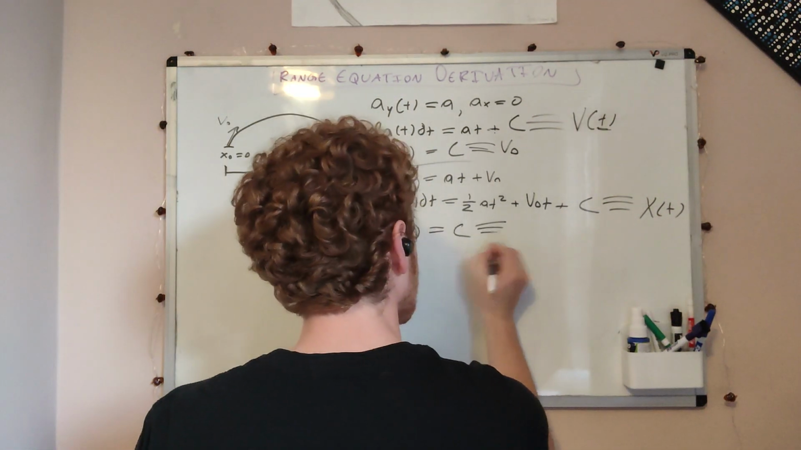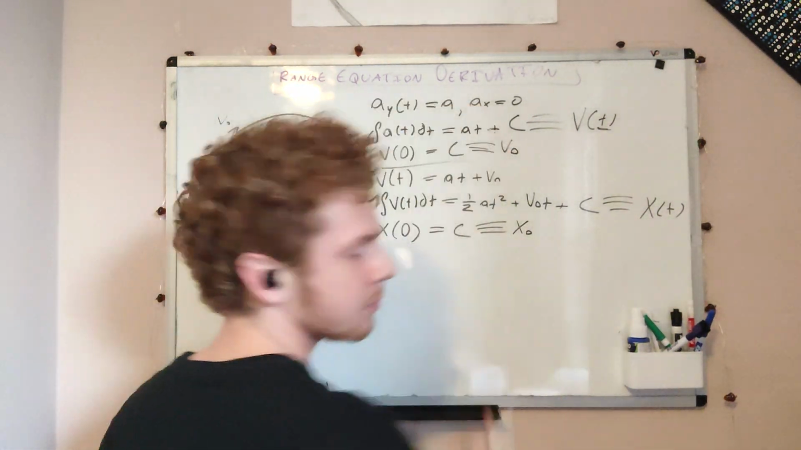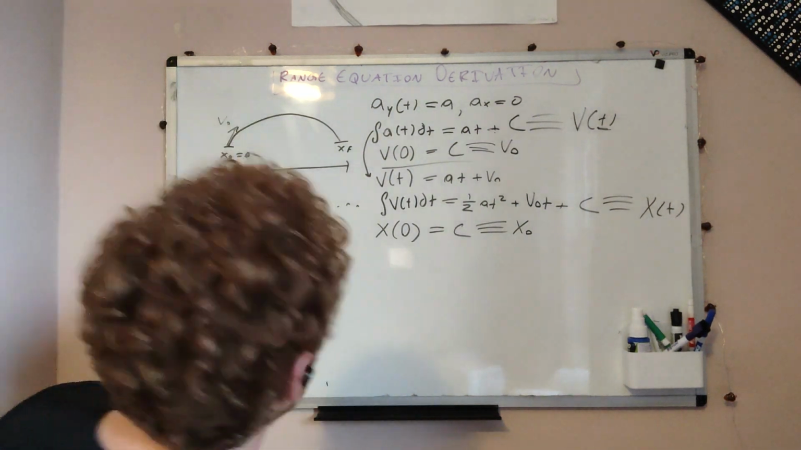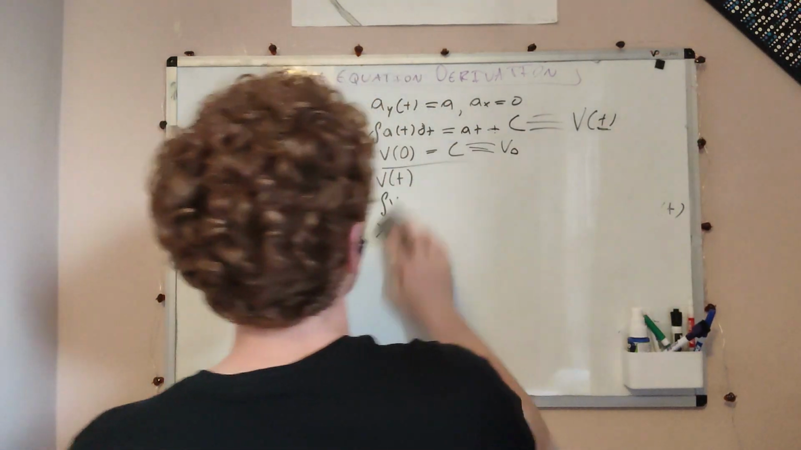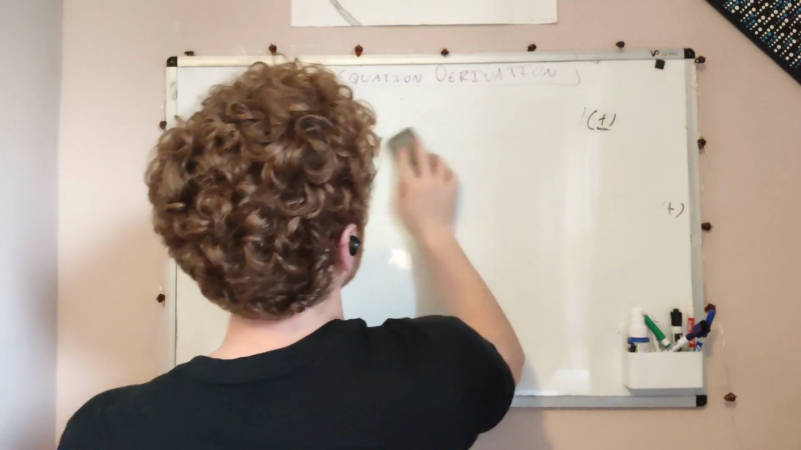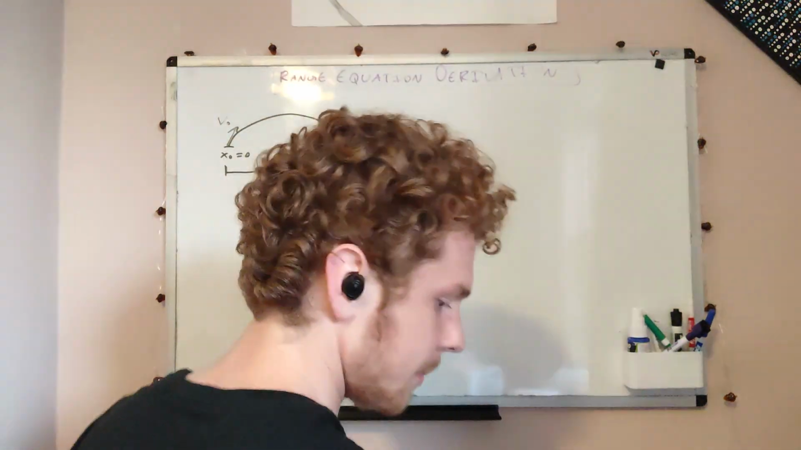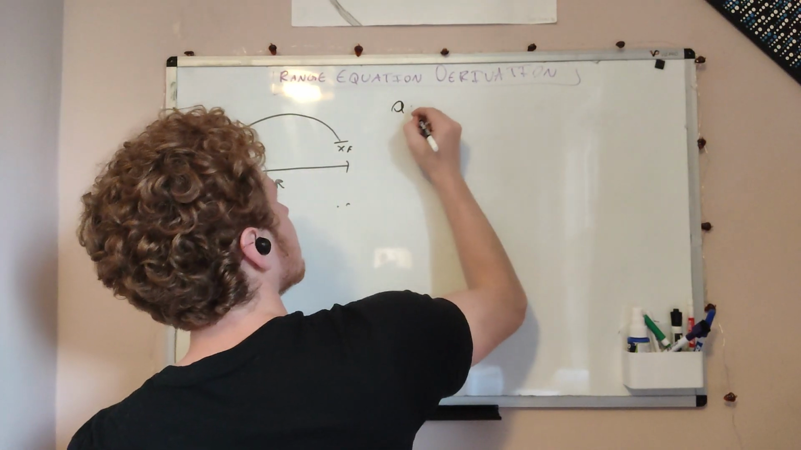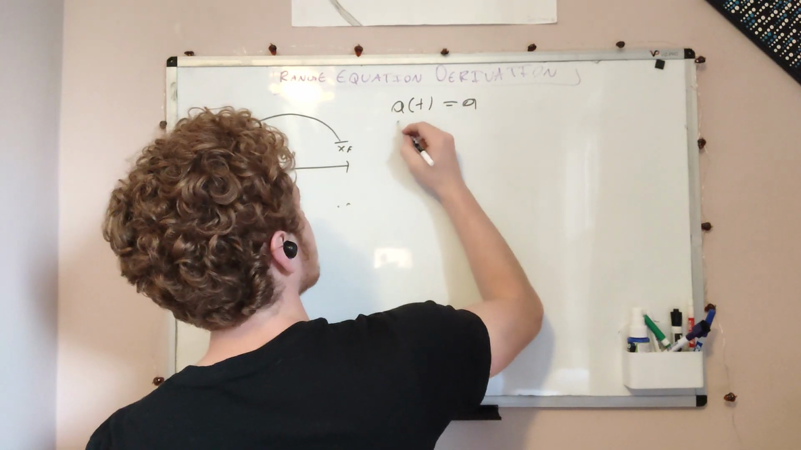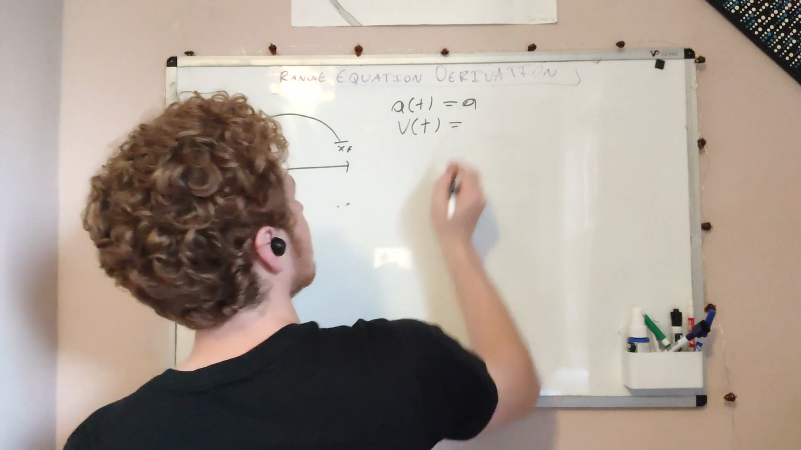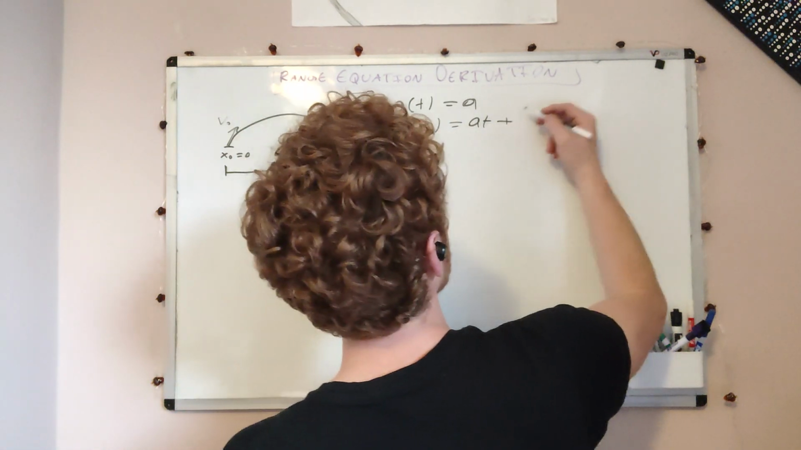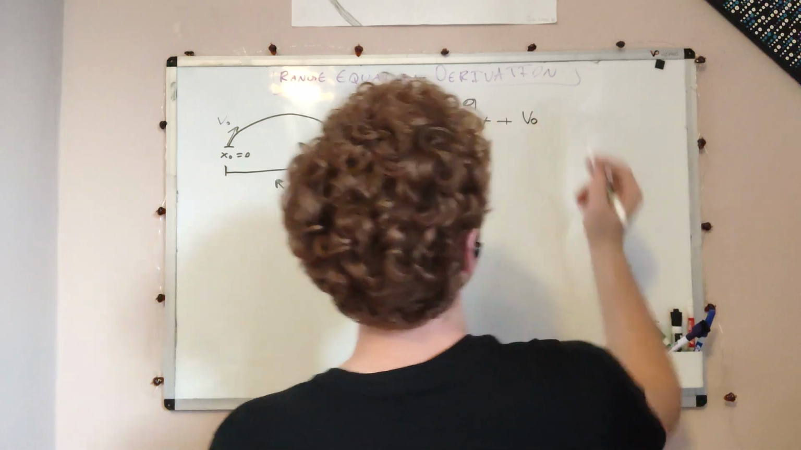So same thing. We call that x naught. Alright, so let me get rid of all the junk and show what we just found. So we just found that a of t is a. Also found that v of t is at plus v naught.